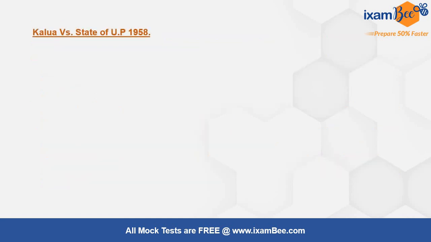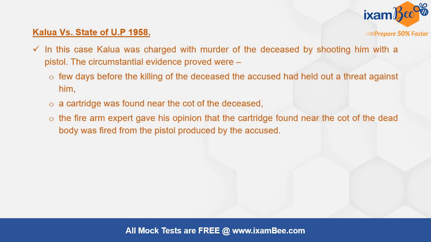Kalu versus State of UP, 1958, another important case. In this case, circumstantial evidence has been talked about. Kalu was charged with the murder of the deceased by shooting him with a pistol. So the circumstantial evidences were like this. A few days before the killing of the deceased, the accused had held out a threat against him. Then the cartridge by which the deceased was killed was found near the cot of the deceased. And the firearm expert has also given his opinion.